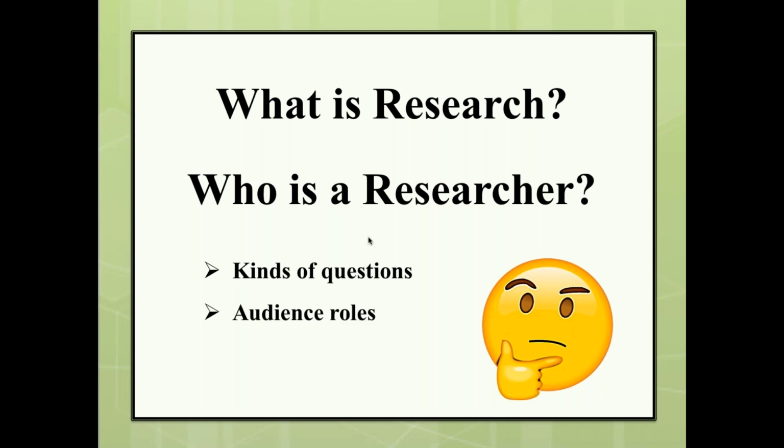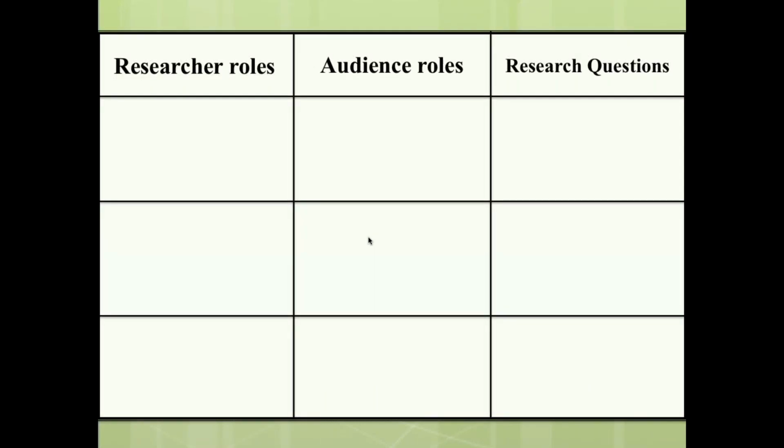Audience roles, so what roles does your imagined audience play for you, and what are your researcher roles in relation to that audience? Okay, so I've made it out in a chart like this, so you can envision whenever you're writing a paper or if you're doing a thesis, you should be able to figure out what your researcher role is and what your audience role is, and then what your research questions are, right? Once you can figure that out, then you can begin doing your research, okay?